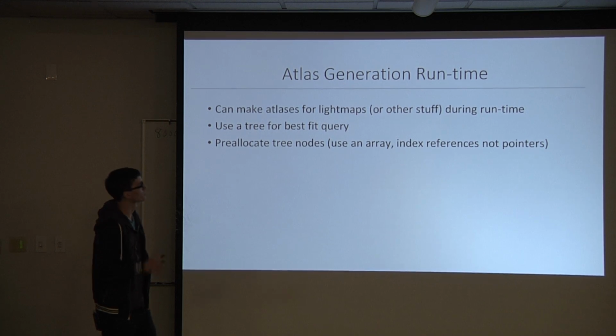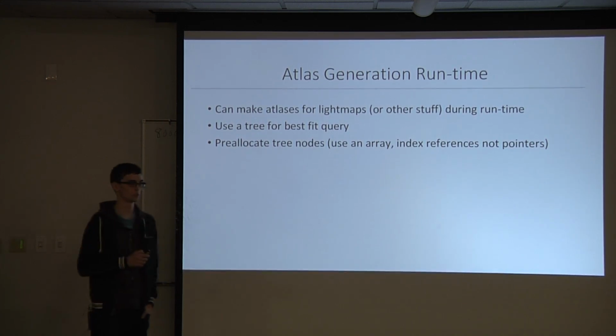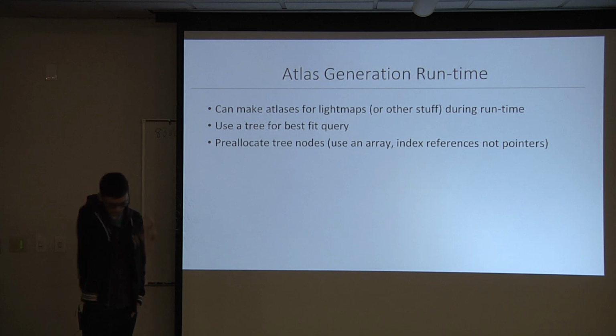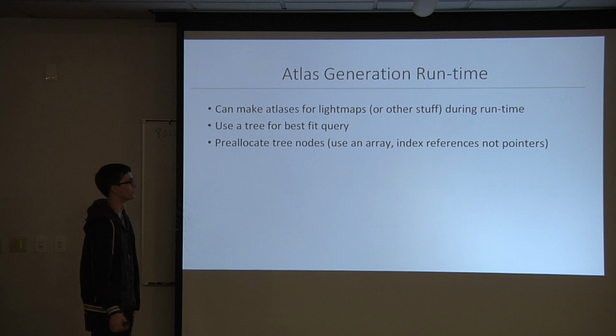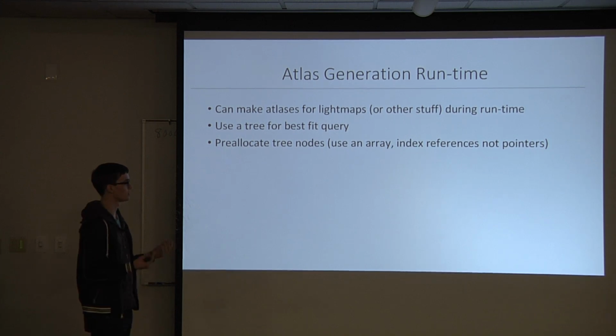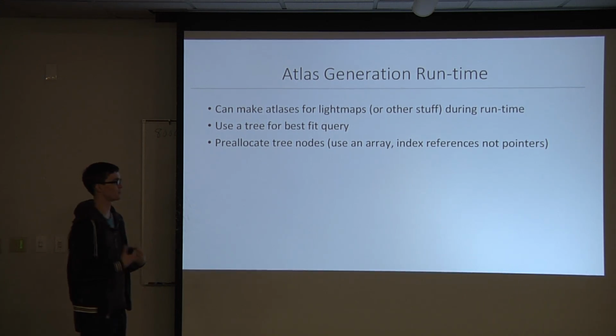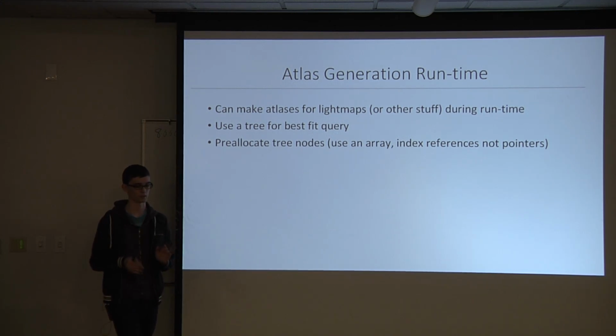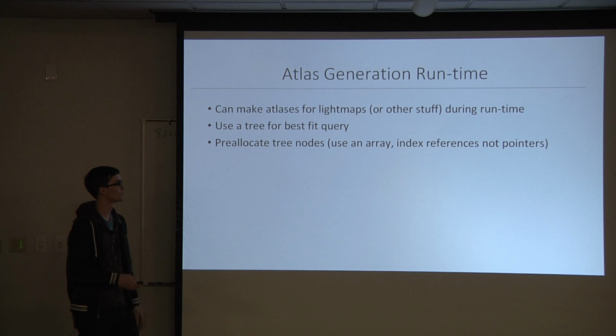And then here's a couple quick notes in case you care about making atlases during runtime. For more complex stuff like 3D rendering and whatnot, oftentimes you're generating things called light maps or other stuff during runtime, and you need to render these efficiently. So you can, during runtime, make a texture atlas in memory, but you want it to be fast. So you can use a tree query, binary space partition, instead of doing that O of n best fit search.